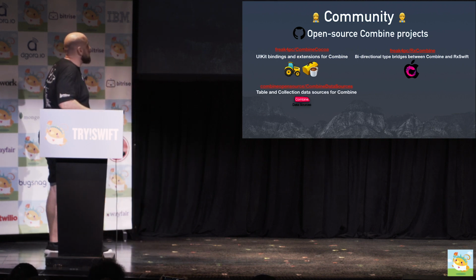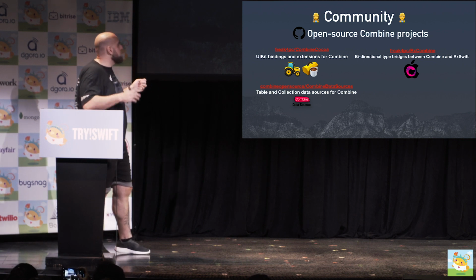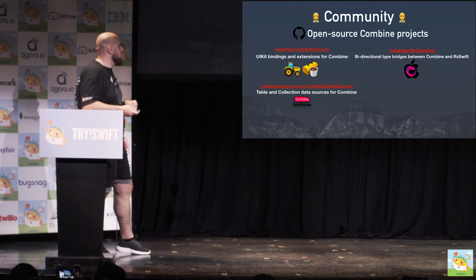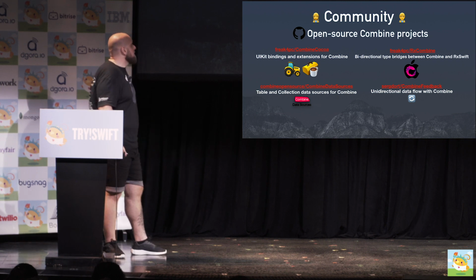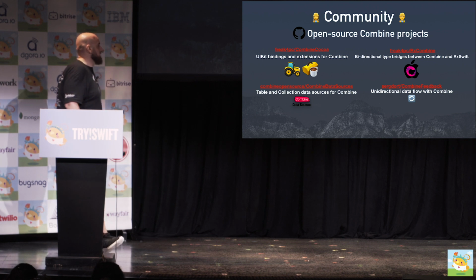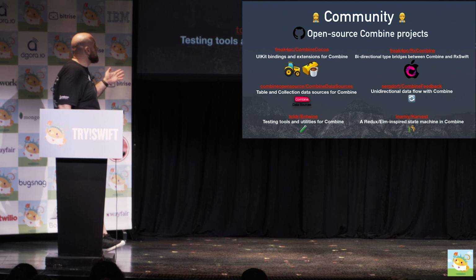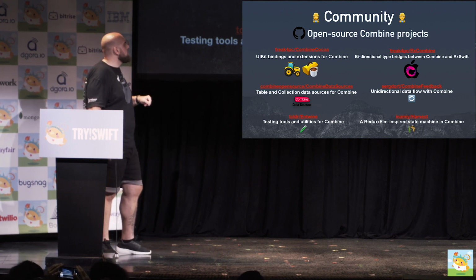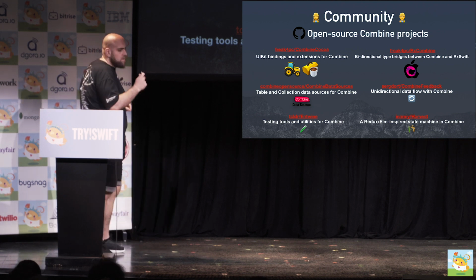Also, there's CombineDataSources by Marin Todorov, who gives very interesting abilities to bind a publisher to a table view or a collection view to constantly keep them up to date. There's also CombineFeedback, based on RxFeedback and ReactiveFeedback, that provides a very interesting take on unidirectional data flow with Combine. The two final ones are Entwine, interesting testing tools and utilities for Combine, like a test scheduler, and Harvest, which offers an interesting Redux and Elm-inspired state machine in Combine, also very much worth checking out.